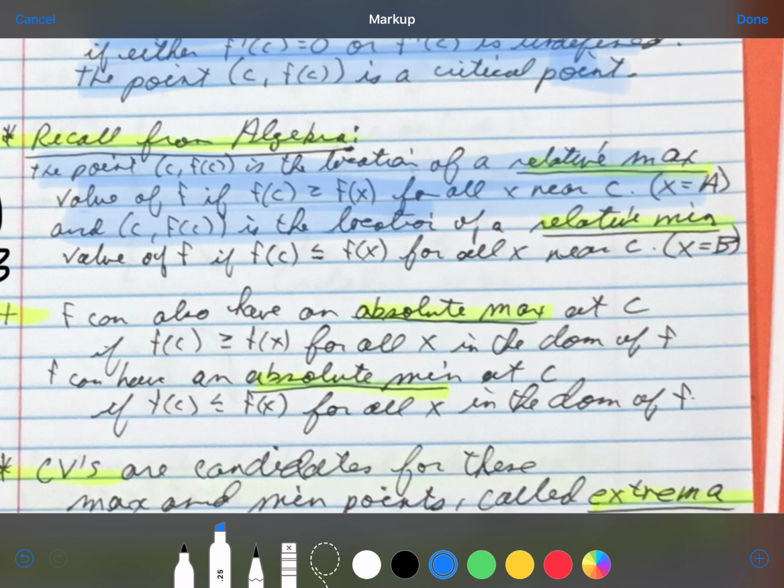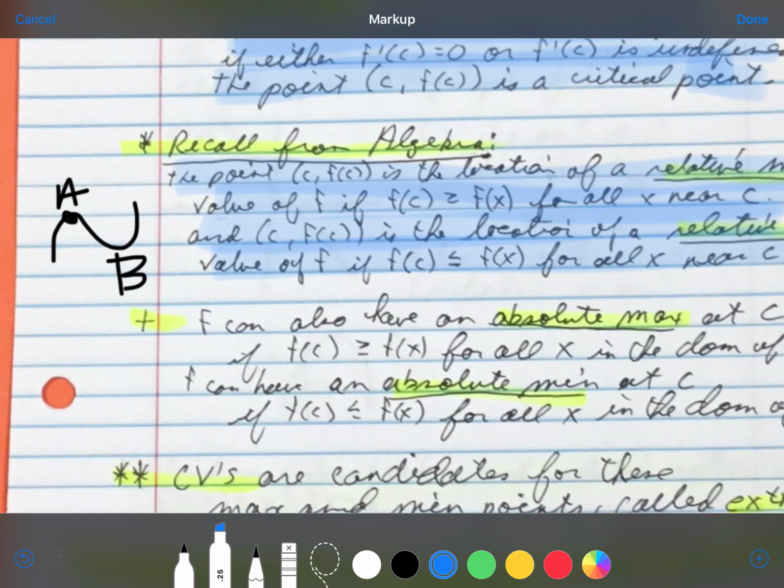And the point c, f of c is a relative or local minimum if the value of the function at c is less than or equal to the values of f of x for all x values near c. So that's what happened at B, because within that region of the graph, that is the smallest function value. And f of c would be the smallest value of the function compared to all other values of the function near that point.